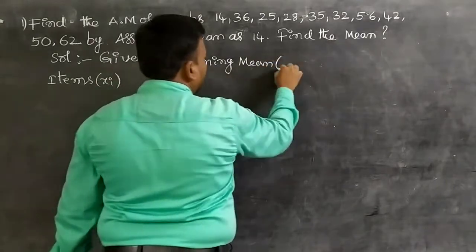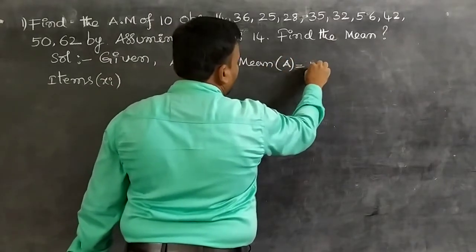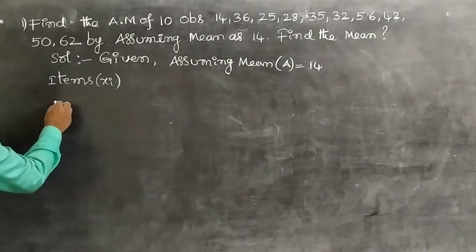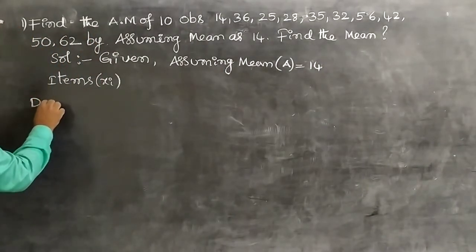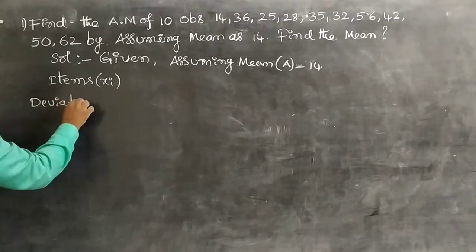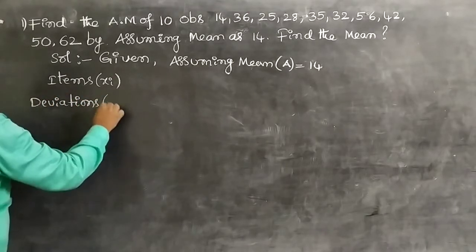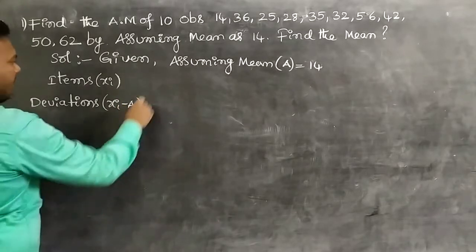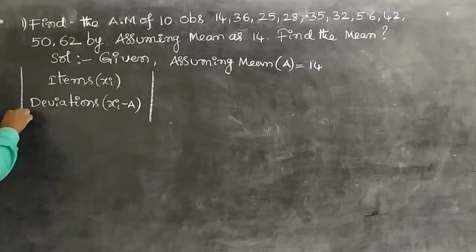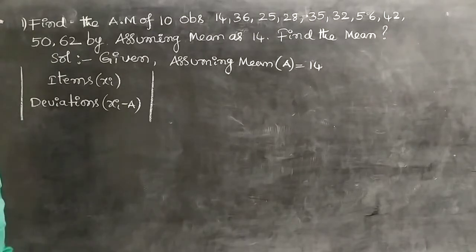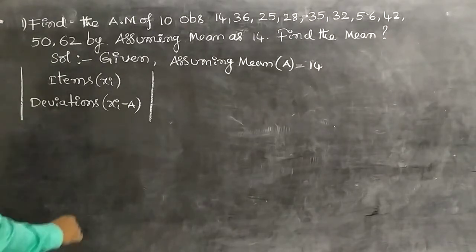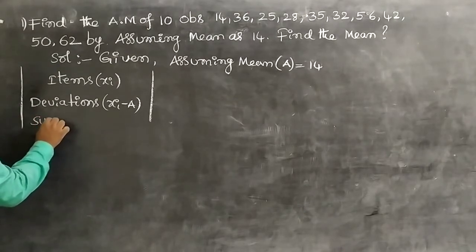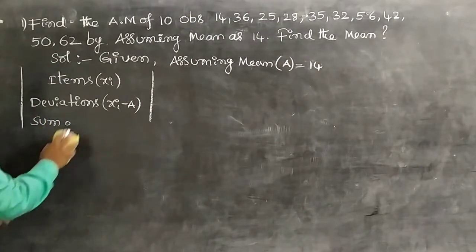Assuming mean, let me consider capital A equal to 14, given, students. Already, next, items xi. Next, deviations, means xi minus A. Now observe, students, all xi minus A. Downside, summation value, the sum of deviations we have taken simply.